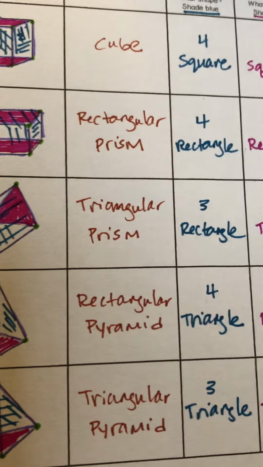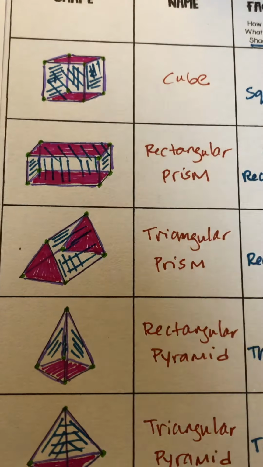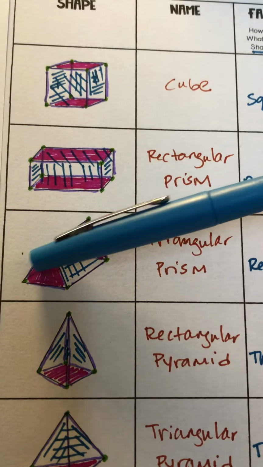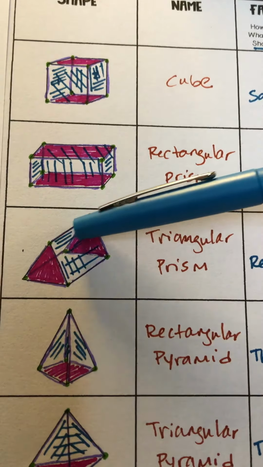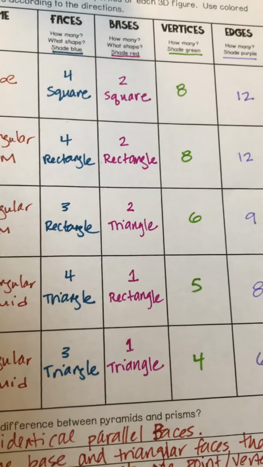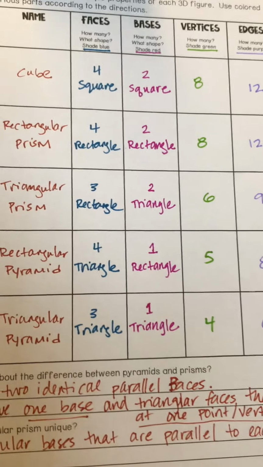There are 3 rectangle faces. So you'll notice with the blue, I tried to make the lines going in one direction. So there's this side of the tent, there's this side that's going this way, and then there's the bottom. So there are 3 rectangle faces. And then we have 6 vertices and 9 edges.